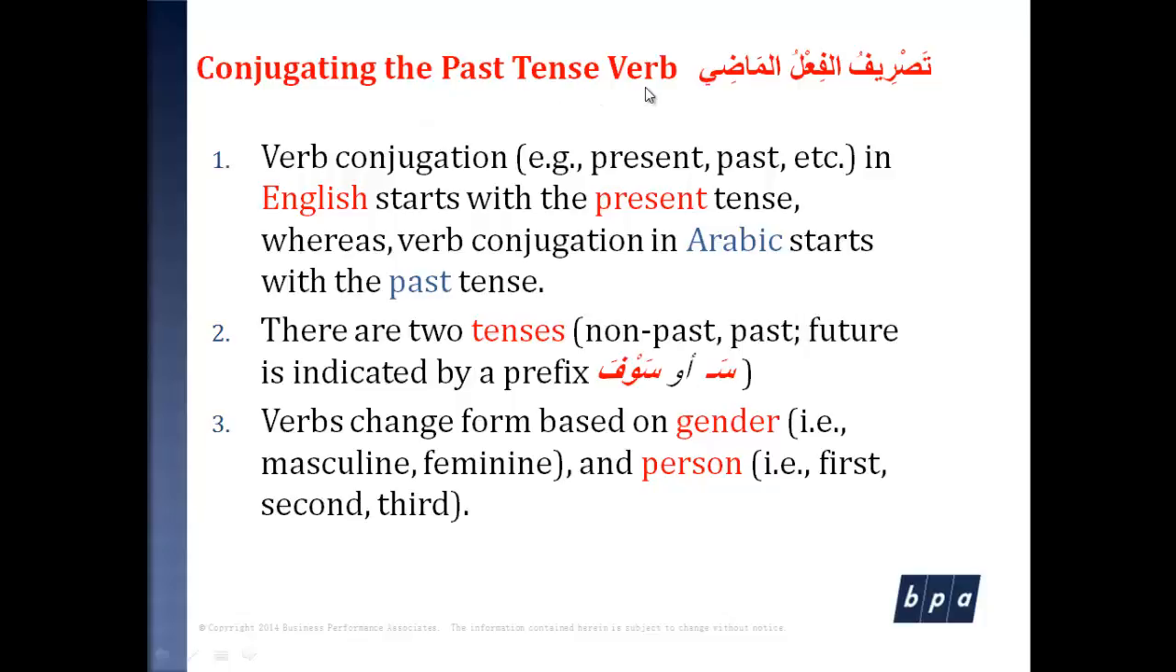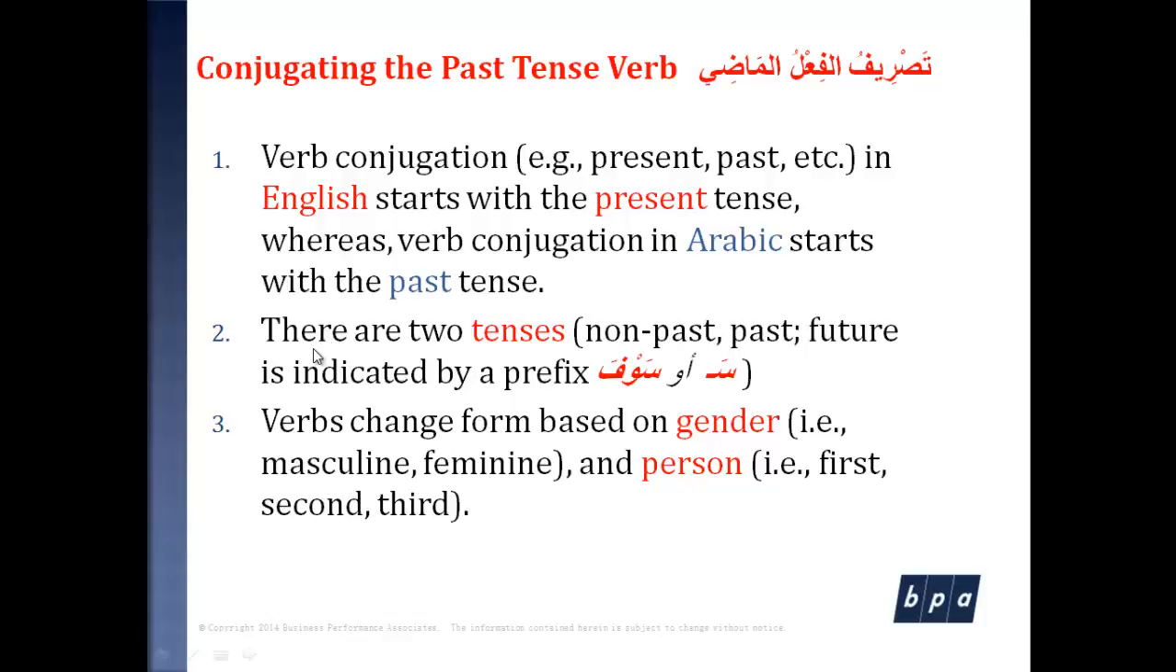Conjugating the past tense verb. تصريف الفعل الماضي. تصريف is conjugation or conjugating. Verb conjugation, e.g. present, past, etc. in English starts with the present tense, whereas verb conjugation in Arabic starts with the past tense. This is an important difference between English and Arabic.